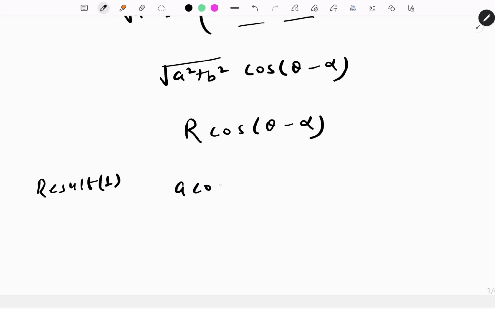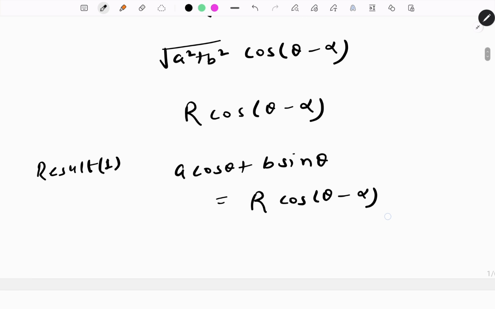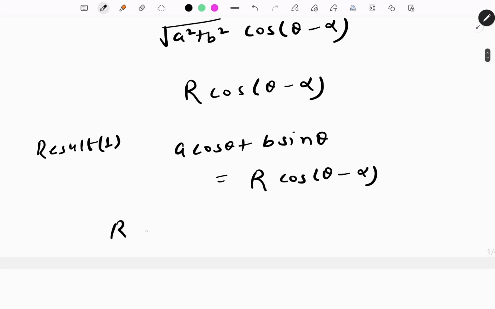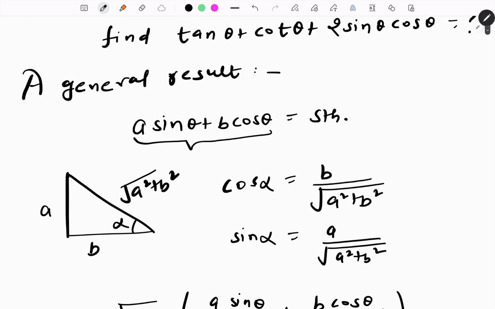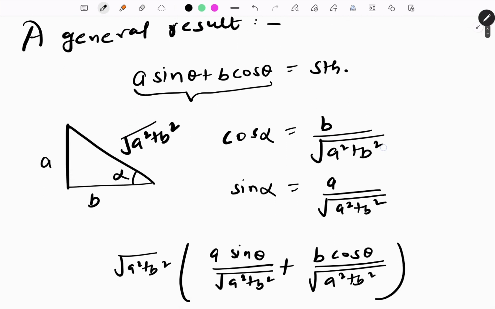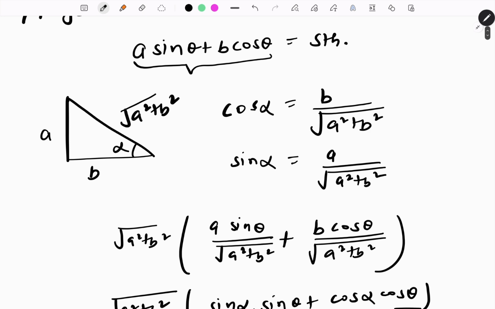If you are given a cos theta plus b sin theta, you can simply write it as r cos theta minus alpha, where r is root a square plus b square, that is, the square root of the sum of the squares of the coefficients of cos theta and sin theta. And alpha. So we have to find alpha now. So what we do is divide this cos alpha and sin alpha.